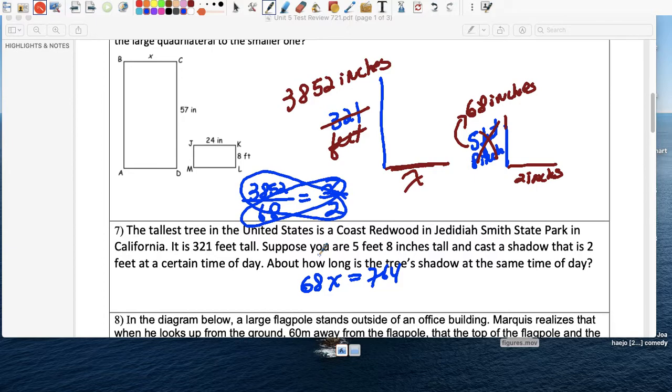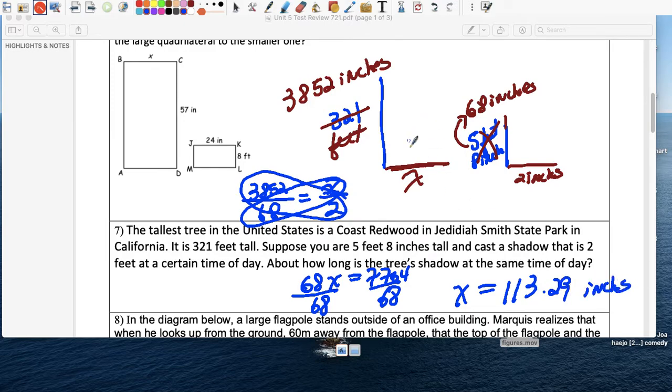3852 times 2 is 7,704. We're going to divide both sides by 68. We've got to divide that by 60. So the shadow is 113.29 inches. The shadow of the tree is 113.29 inches.